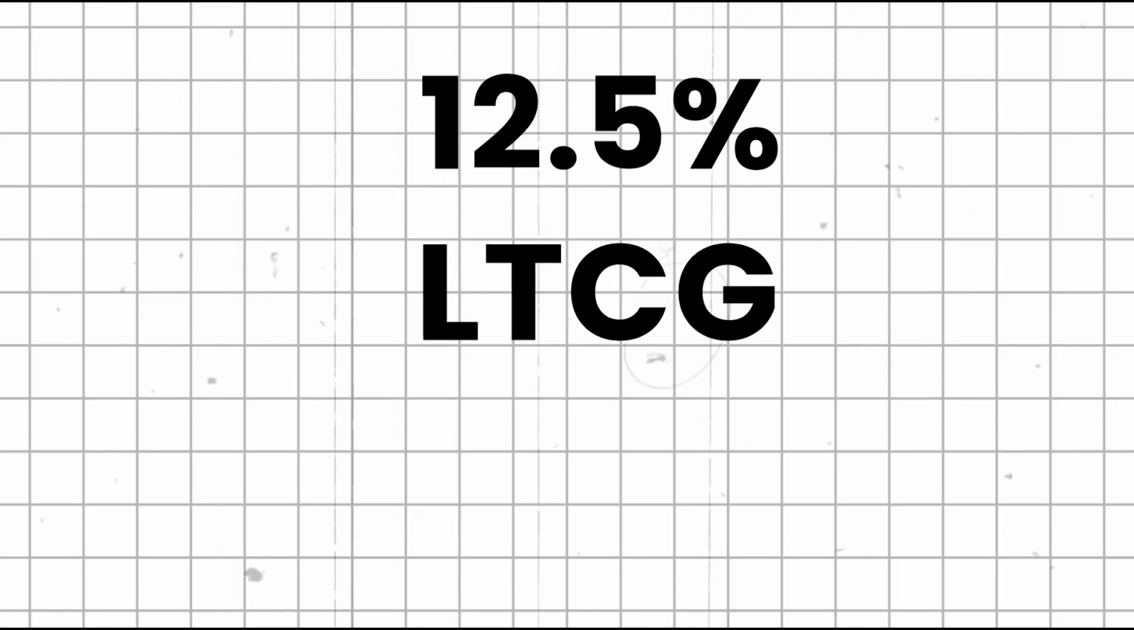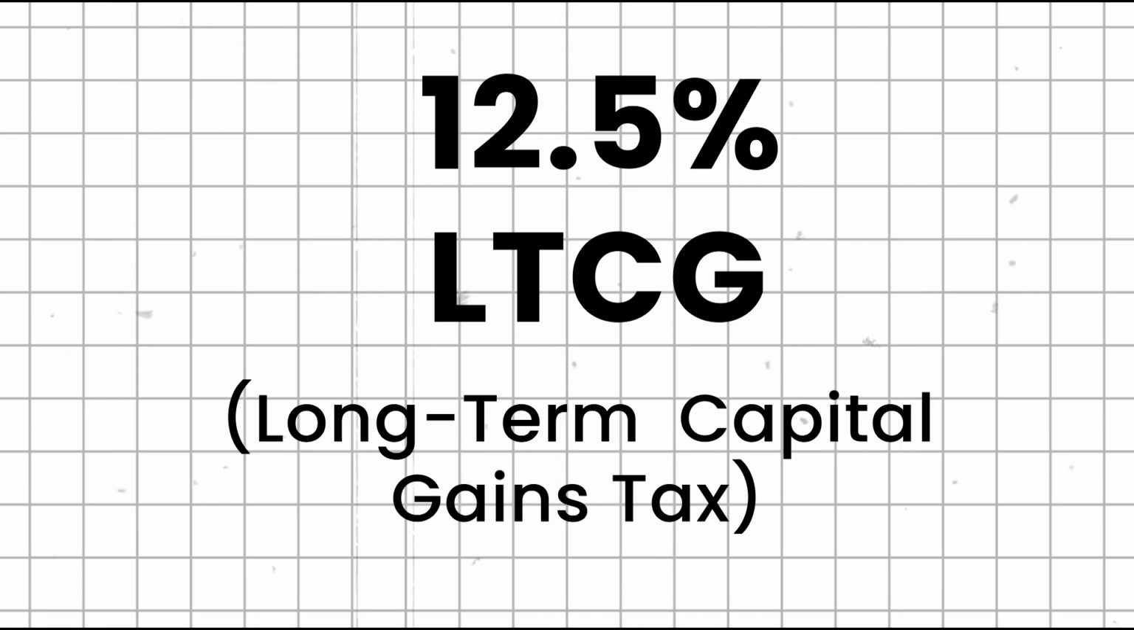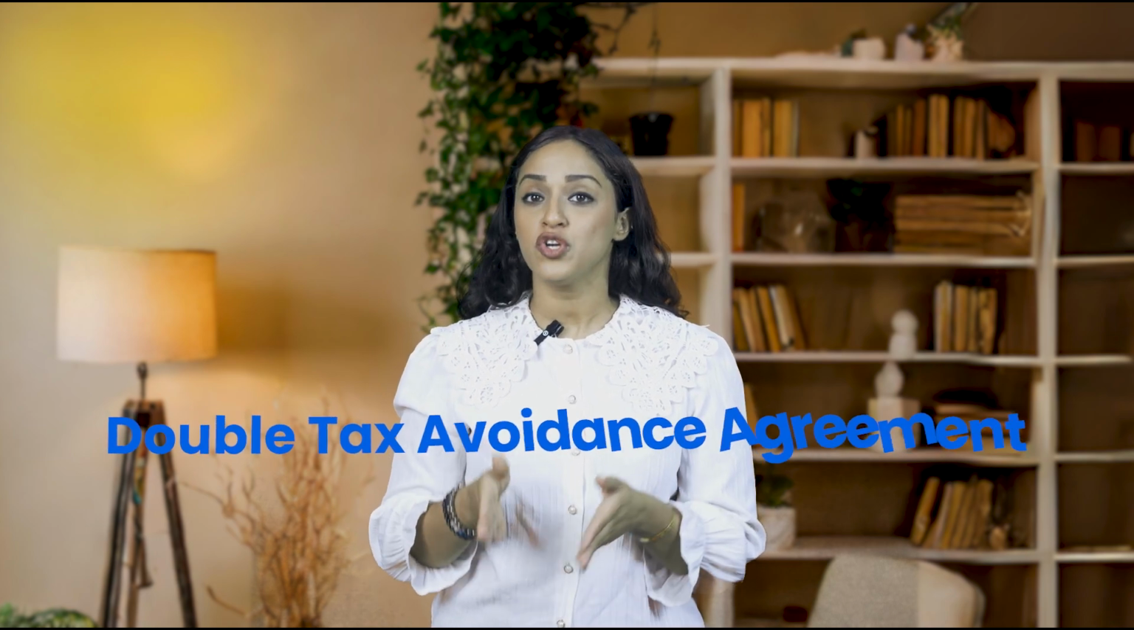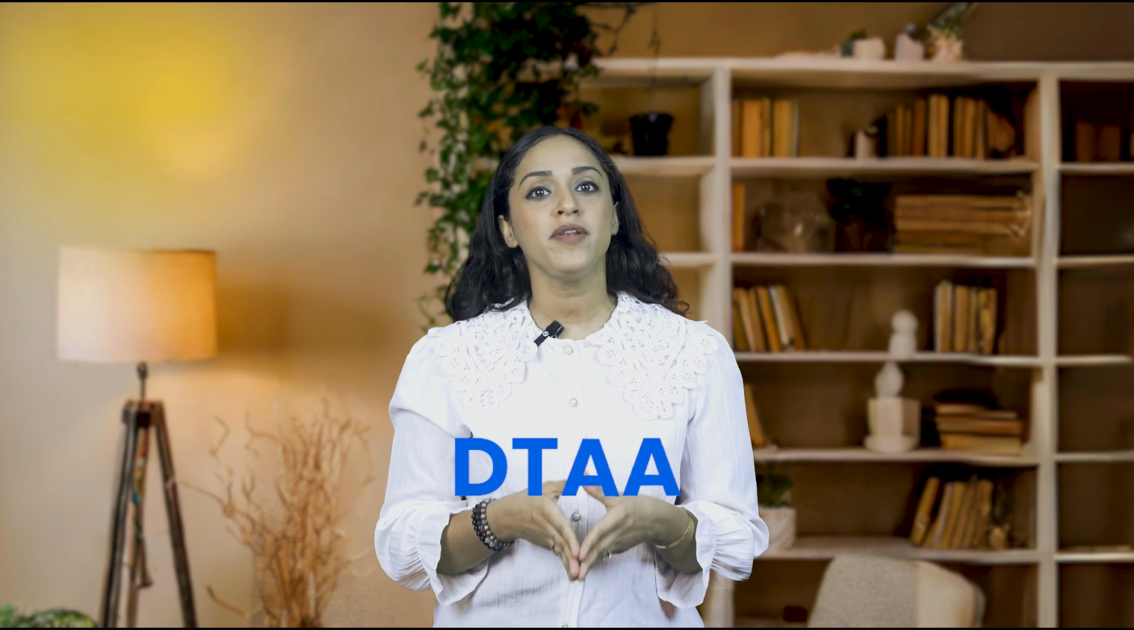Whereas, if you held the asset for more than 24 months, you need to pay a fixed 12.5% LTCG or long-term capital gains tax. The good part is you don't have to pay anything to the US government for your capital gains because of the Double Tax Avoidance Agreement or DTAA. We will be discussing this further in the next section of this video.